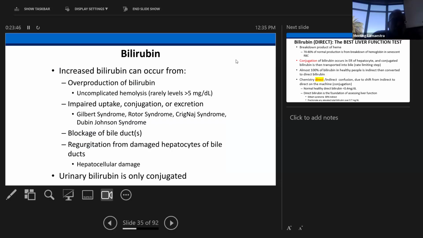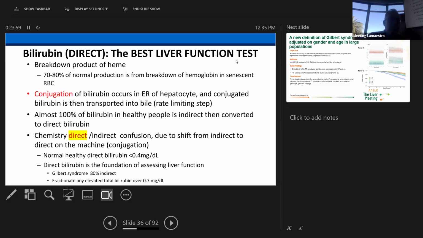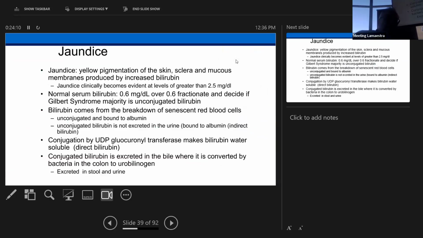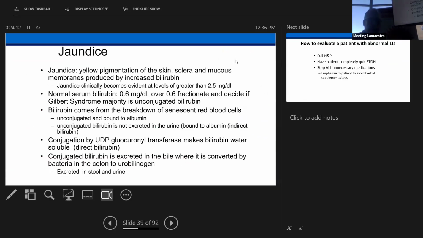High bilirubin, normal enzymes, fractionate. Direct bilirubin is normal, 0.3 or less. They have Gilbert's. They actually live longer. They live better. The bilirubin is an antioxidant. A little bit more on direct bilirubin, just gives you some more information. And this just talks about Gilbert's, how common it is, what the bilirubin levels look like. So there's a lot of data on here.